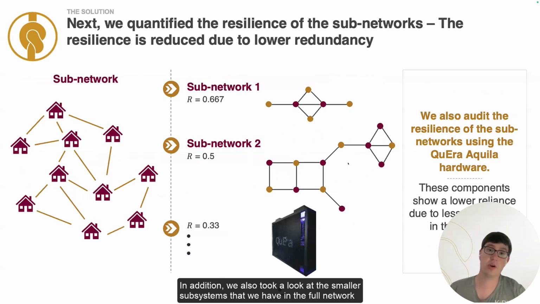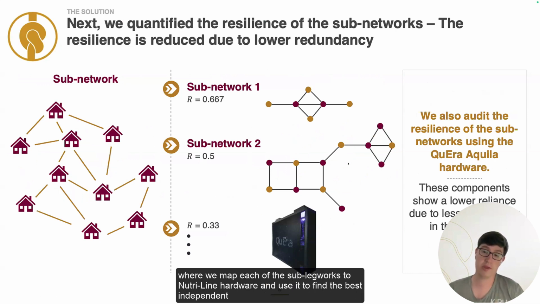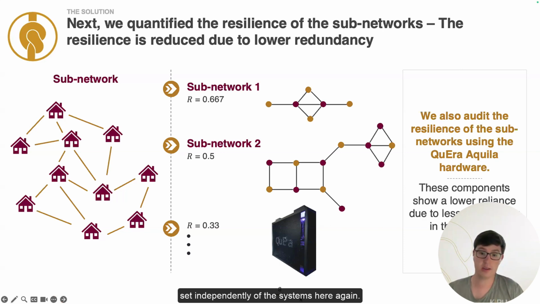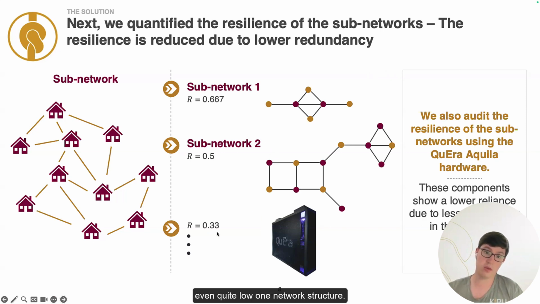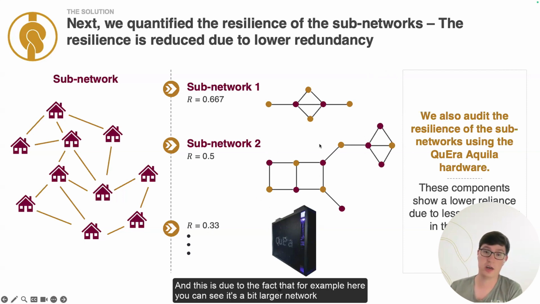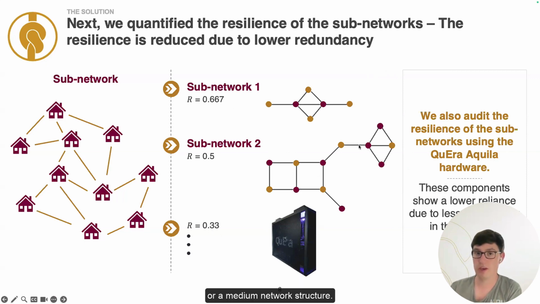In addition, we also took a look at the smaller subsystems that we have in the full network, where we mapped each of the subnetworks to neutral atom hardware and used it to find the max independent set independently of the systems here again. And as you can see, the subnetworks all have a different kind of structure, where some have a very high resilience, as for example this one, while others have a rather low one. And this is due to the fact that, for example, here you can see it's a bit larger network or a medium network structure.